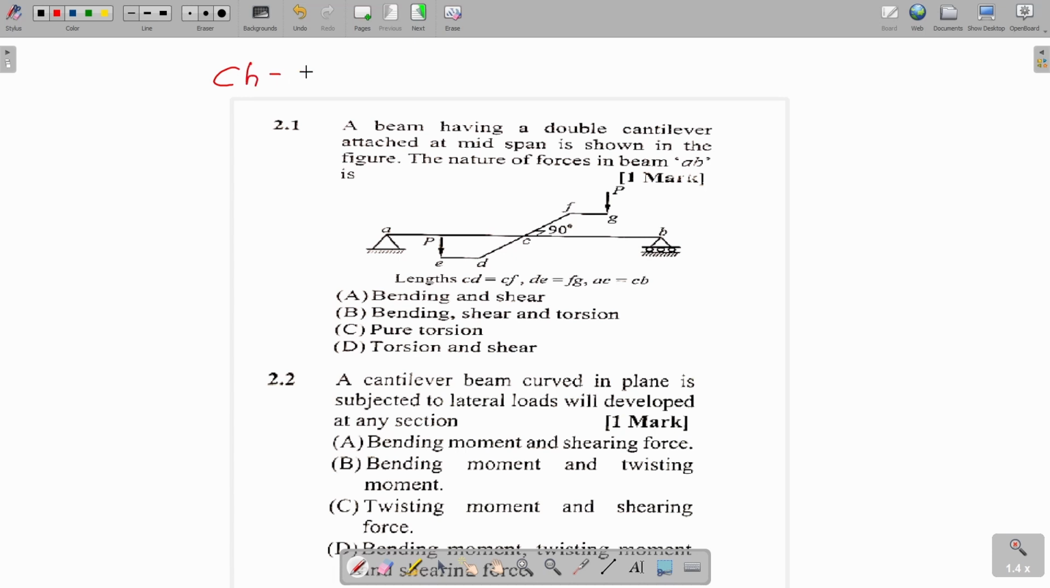Chapter shear force and bending moment. Okay. This is question number 2.1, which came in the year 1991. This is GATE 1991. Now, while I'll be reading the question, I'll be pointing out certain notable points. So you need to hear me carefully.